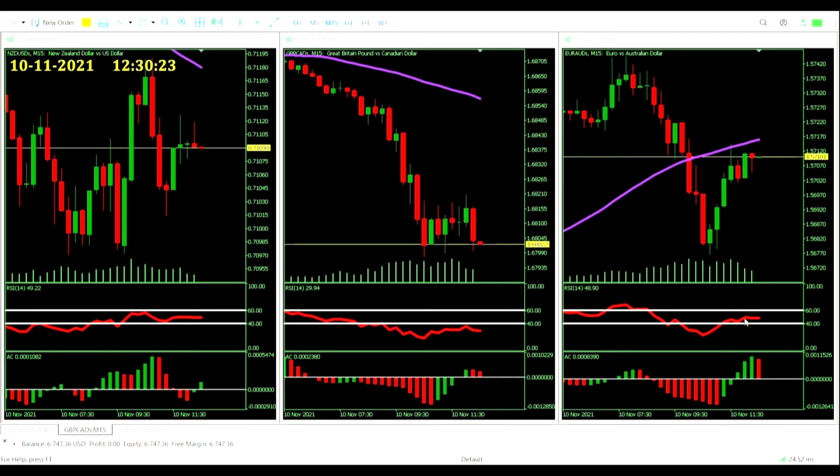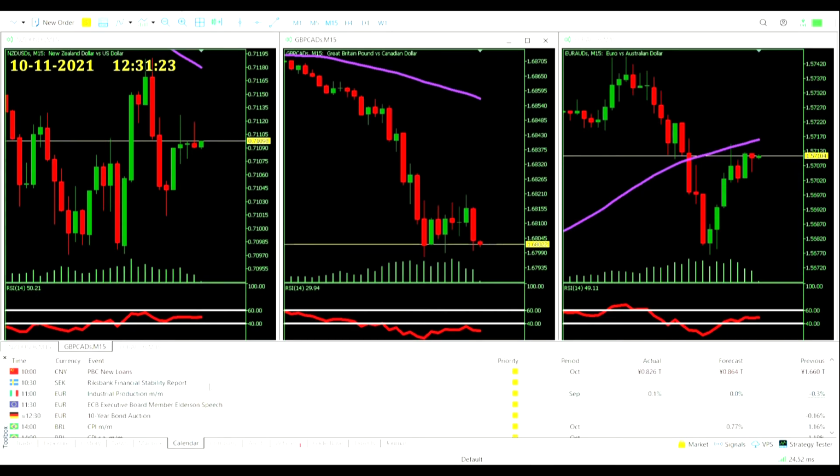Euro Australian dollar playing it right down the middle. Pound Canadian dollar, it's really leveled off in a range. The New Zealand dollar, US dollar also playing it down the middle as well. RSI at 49.59, so really not much movement at all. On the economic calendar, there was the industrial production from Italy month on month. 0.1% actual against 0.0% forecast and a negative 0.3 previous. Things are looking up, even if it's only at 0.1%.